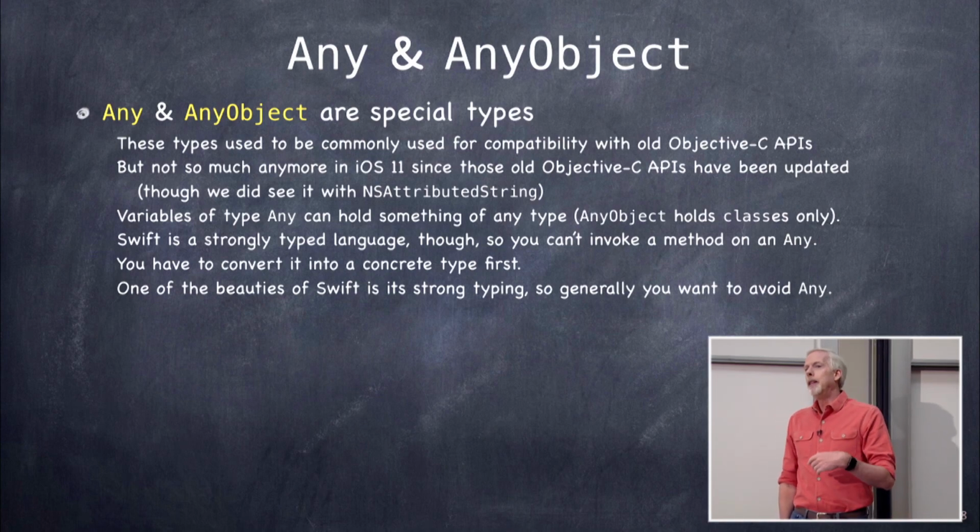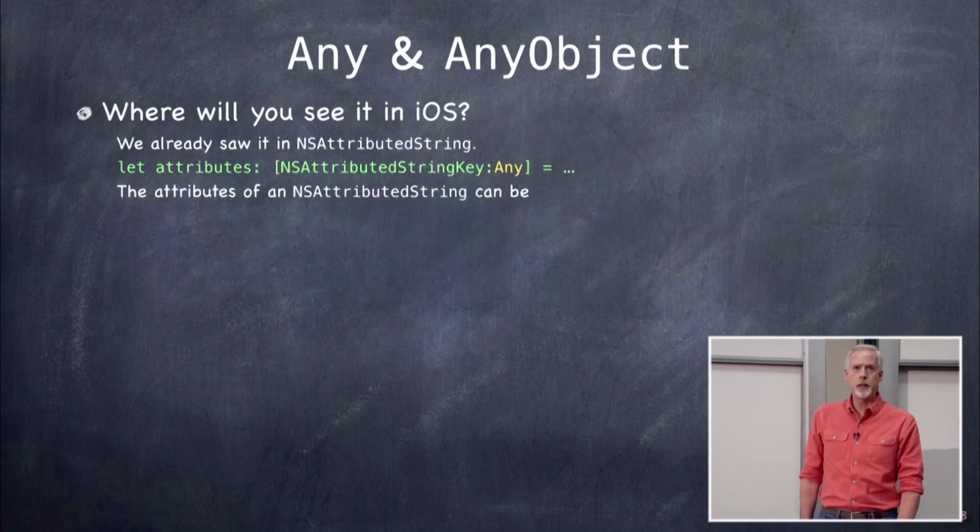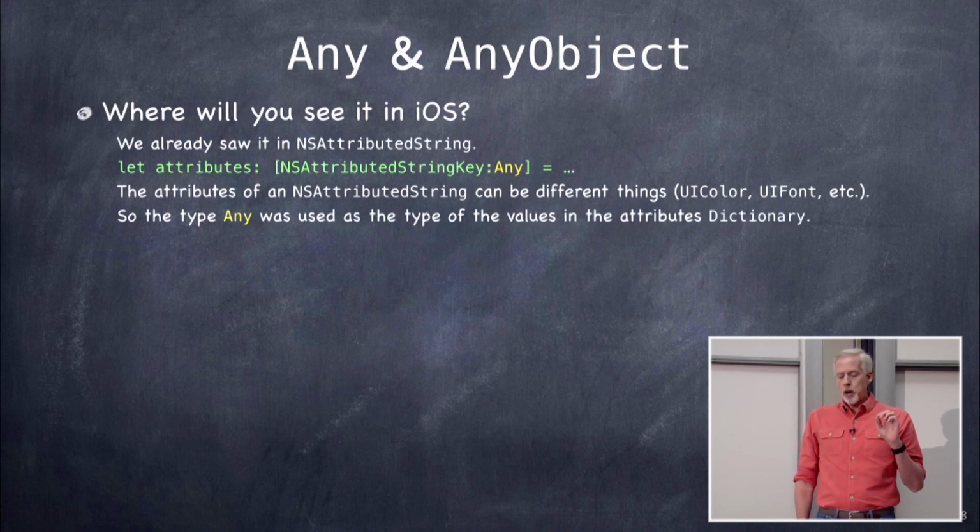So how do we deal with that case in Swift where we've got a strongly typed language, we can't send a message to any? Well, we've got to convert it, okay? Now, let's talk about where you're going to see it. You already saw it in the NSAttributedString case, right? Where we have that dictionary.